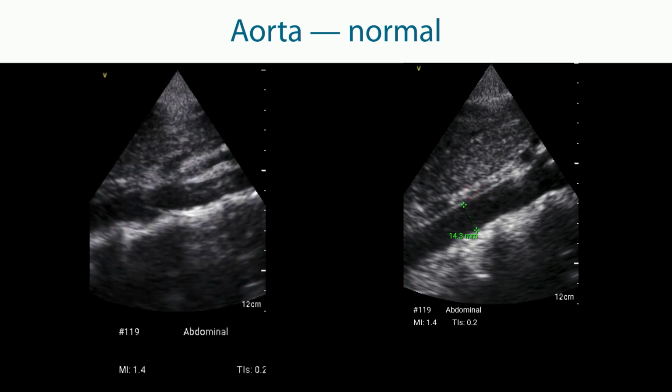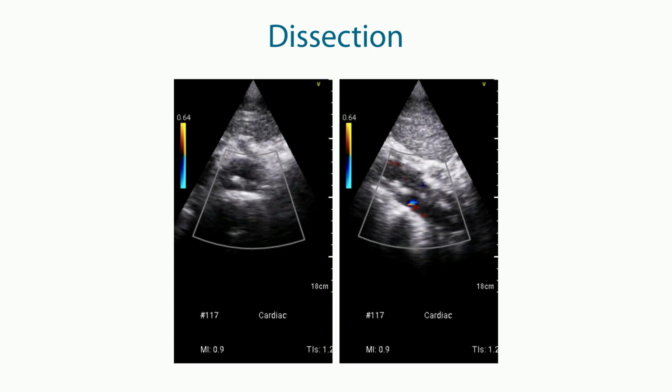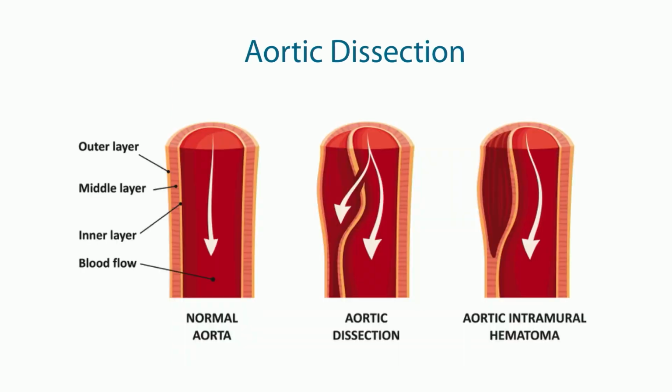A very comforting finding. In contrast, here's a patient where we need to be worried. Why? Because we see that the aorta is a little bit widened, but that is not the main problem. We see a membrane within the aorta, and that is what we call a dissection membrane. This patient has aortic dissection.